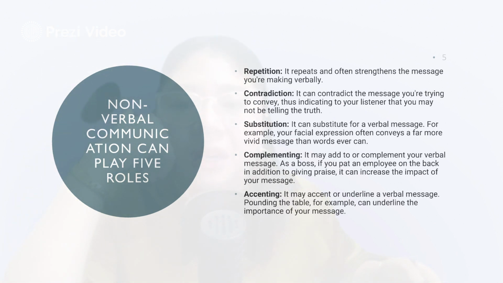And sometimes, because I cannot pat them on the back since we are everywhere, what I can do is to send them emojis. Sometimes they like emojis so much, we are going to have like 3 or 5 rounds of exchanging emojis. All right. And then the last one is assenting. You may assent or underline a verbal message. Pounding the table, for example, can underline the importance of your message. Yes. All right.